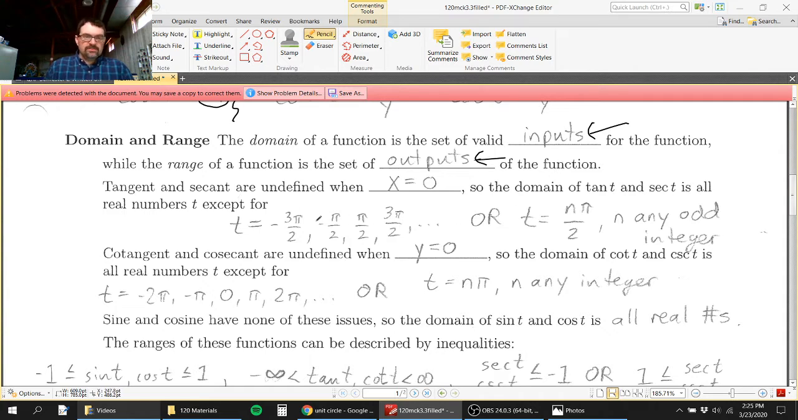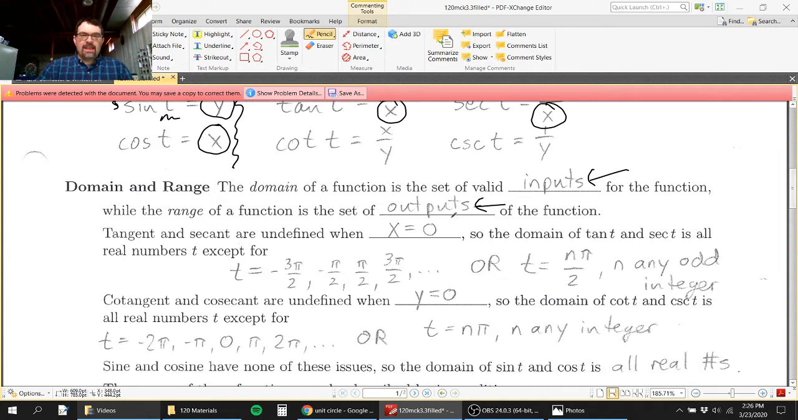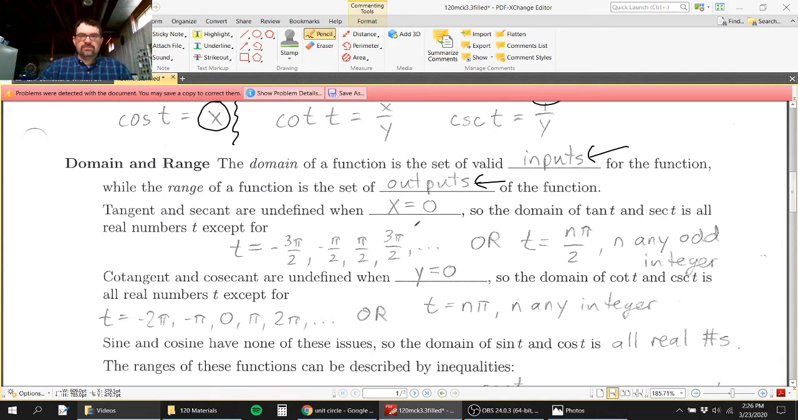So for example, tangent and secant, if you look up at those definitions, what they have in common is an x in the denominator. So if you put in an angle that goes with a point whose x coordinate is 0, you're going to end up dividing by 0 and everything breaks down. So these sorts of angles that give you a 0 for the x coordinate, those are angles that are not in the domain of those functions.